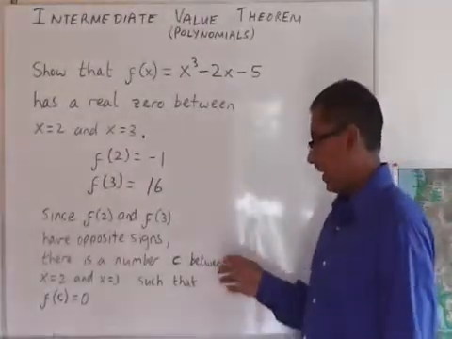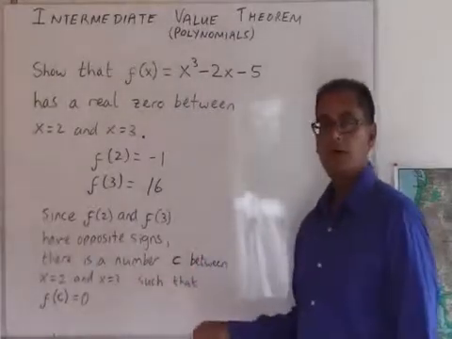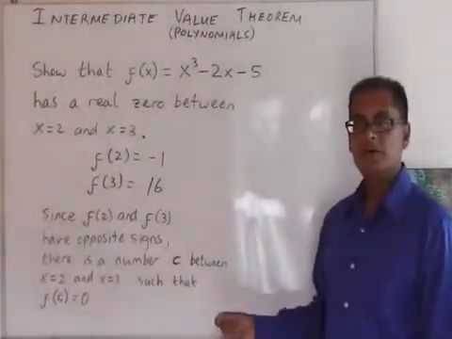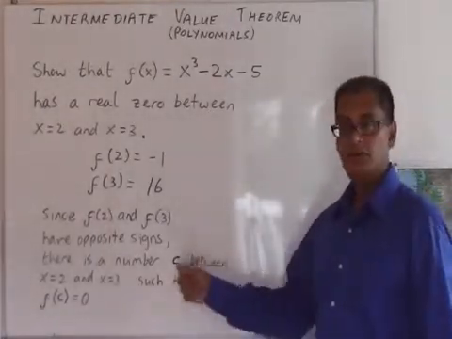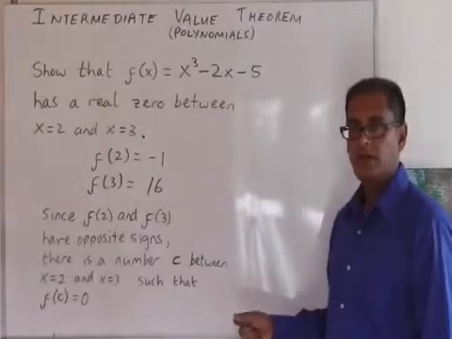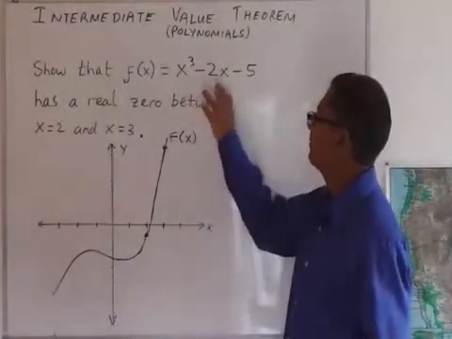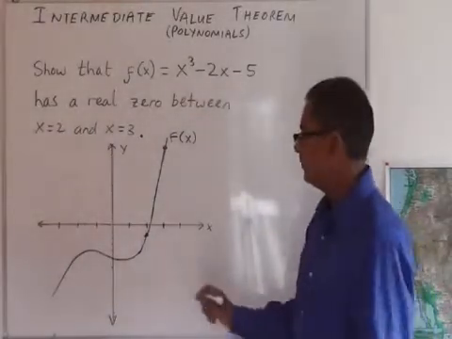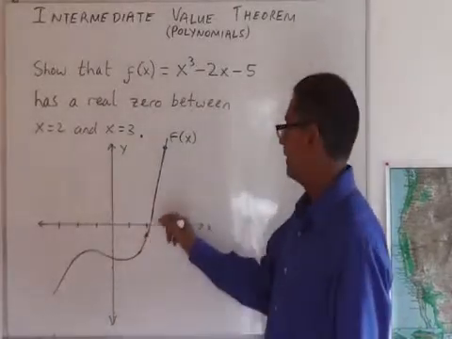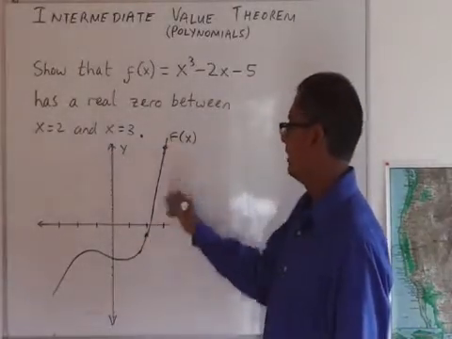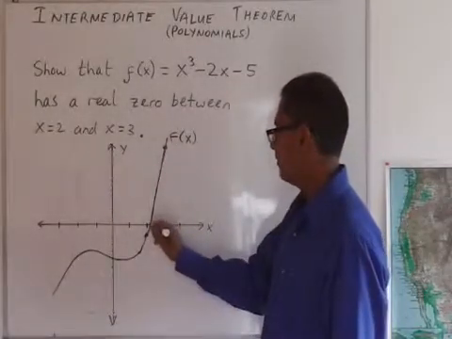To find that c, that value between 2 and 3 that gives you 0, there's some algebra involved. However, you can also graph the function to see what that value would be. So let's take a look at the graph of this function. Here's a sketch of the graph of x cubed minus 2x minus 5, and we see f of 2 was negative 1, that's this point here, and f of 3 was 16. So you had to cross the x-axis to go from negative 1 to 16, and it crosses right here.